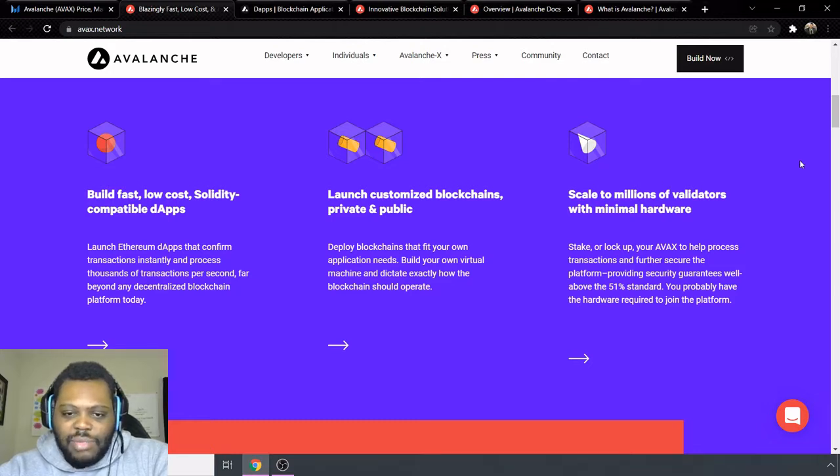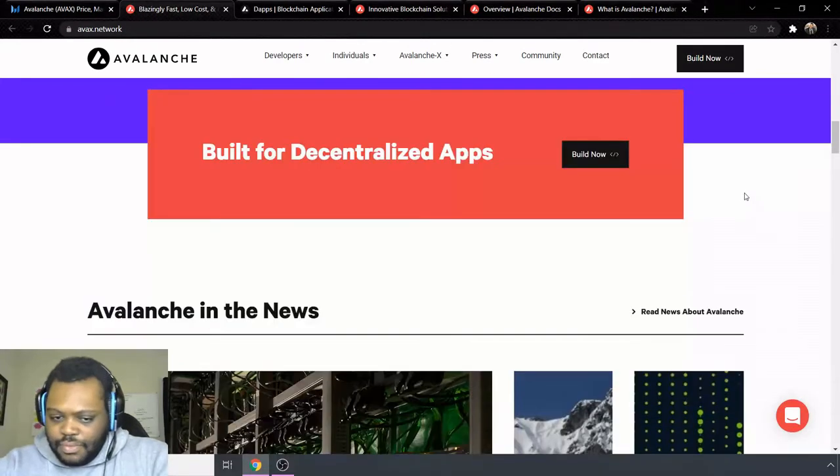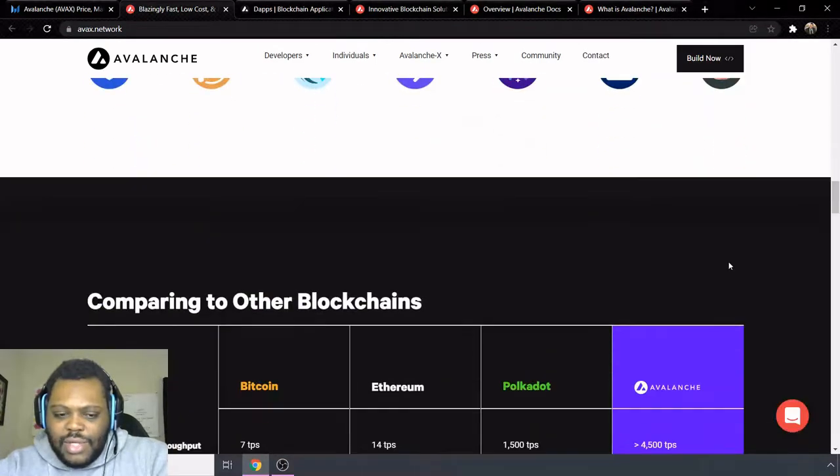So you can launch customized blockchains, private and public. Deploy a blockchain that fits your own application needs. Build your own virtual machine and dictate exactly how the blockchain should operate. Scale to millions of validators with minimal hardware. Stake or lock up your AVAX to help process transactions and further secure the platform, providing security guarantees well above the 51% standard. You probably have the hardware required to join the platform. So on here, the main focus is around building dApps, or building decentralized applications.